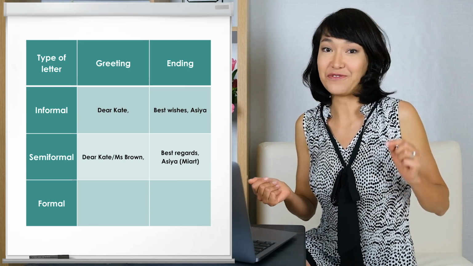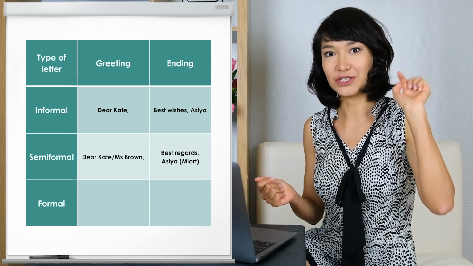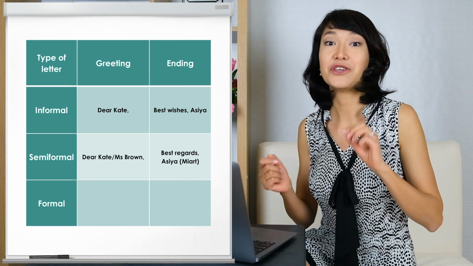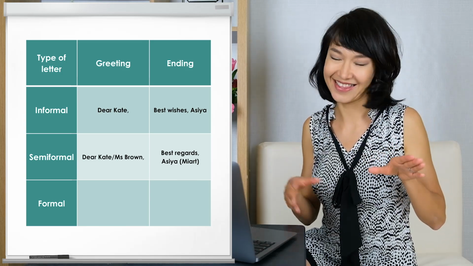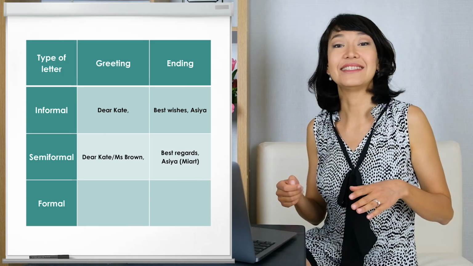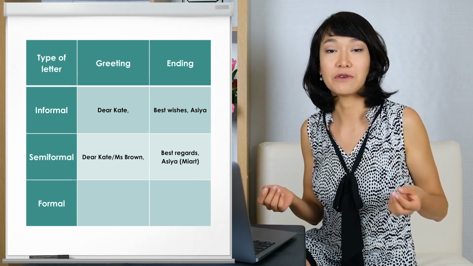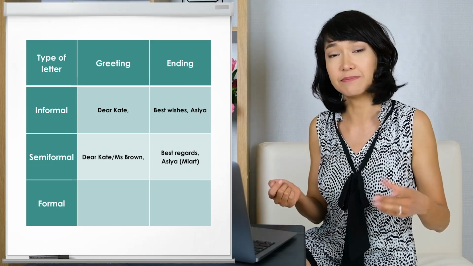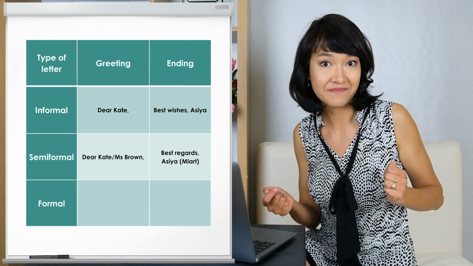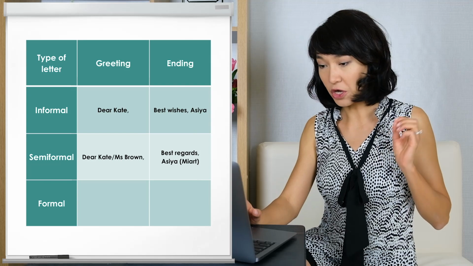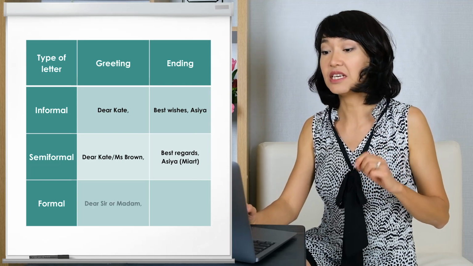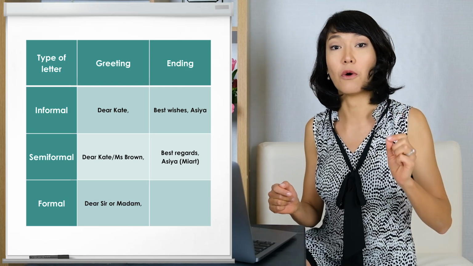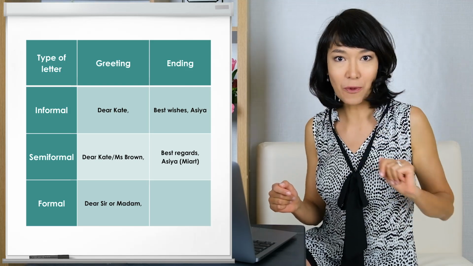Best regards works perfectly either with your first name or with your full name. I would say that if you address the person by their surname, then definitely sign with your full name as well. Your first name goes first and then your surname. And in formal letters, quite often you don't know the name of the person. That's not always the case, but that is often the case. And in this case, open your letter by saying, Dear Sir or Madam. Capitalize both, Sir or Madam, comma.